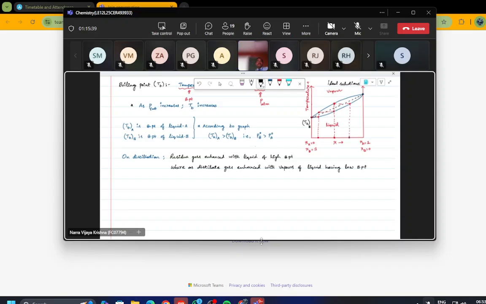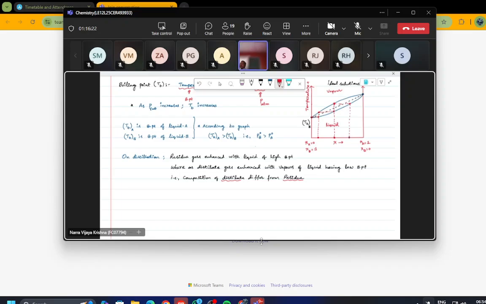Right? That is, the composition of distillate differs from residue. Accepted or not, sir? Composition of distillate differs from residue. Now tell me, between the distillate and the residue, which has the higher boiling point? Residue, right? Correct or not?